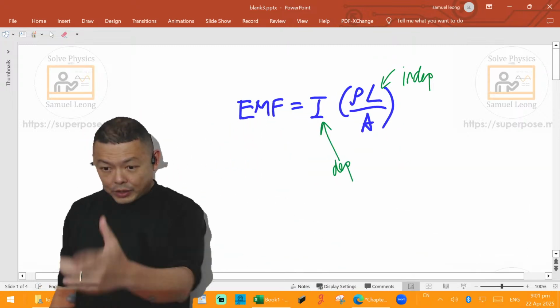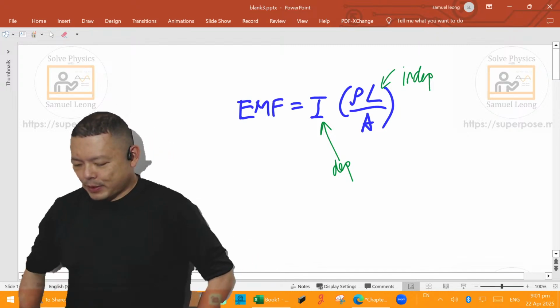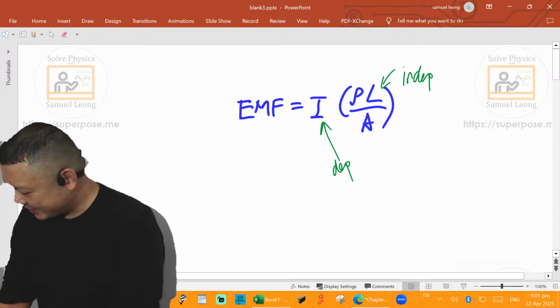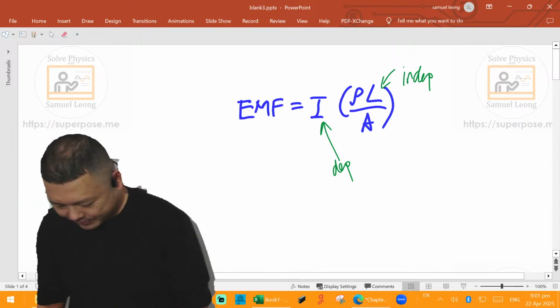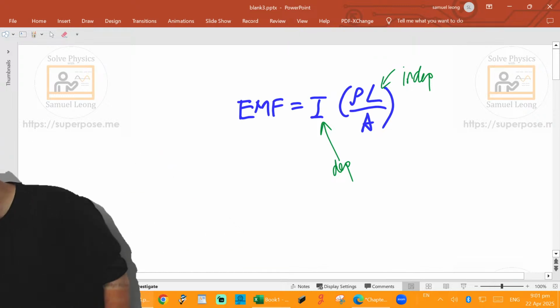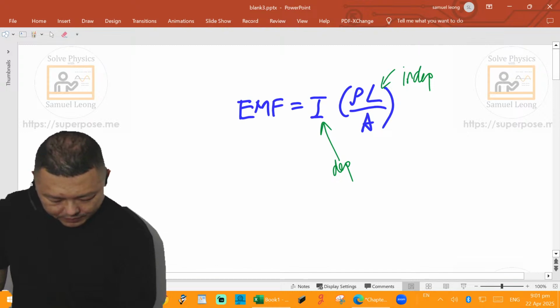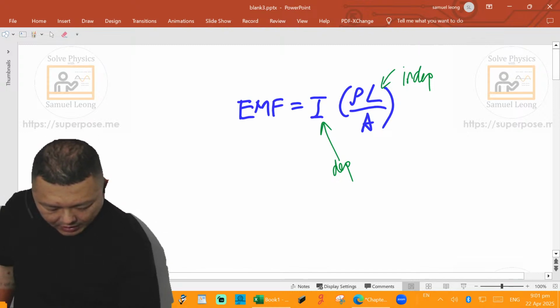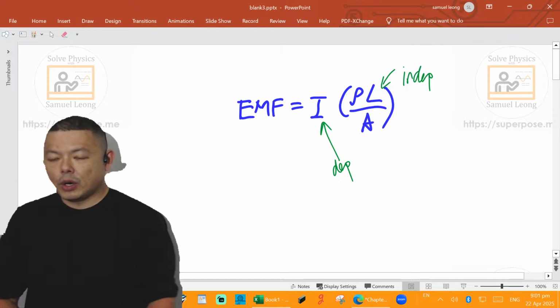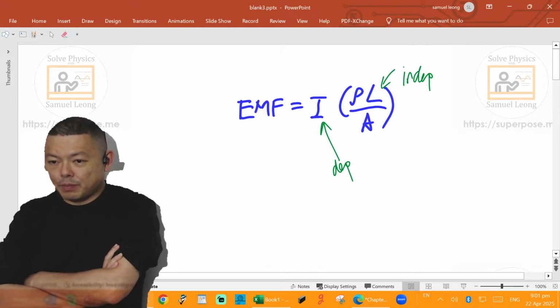Is your Excel open? Your Excel must be open, because we are doing Excel now. So we are going to collect data. And there's the independent variable. All right. Am I right to say that our job is to plot a graph, is it? We need to plot a graph, is it?